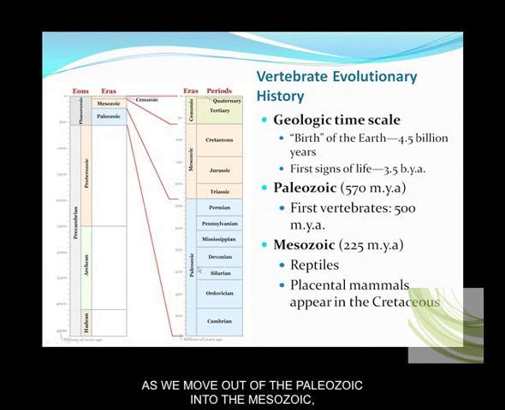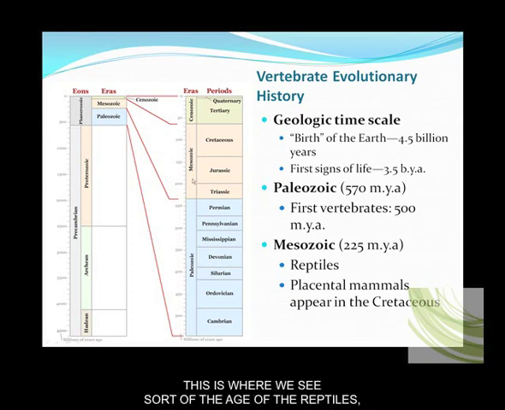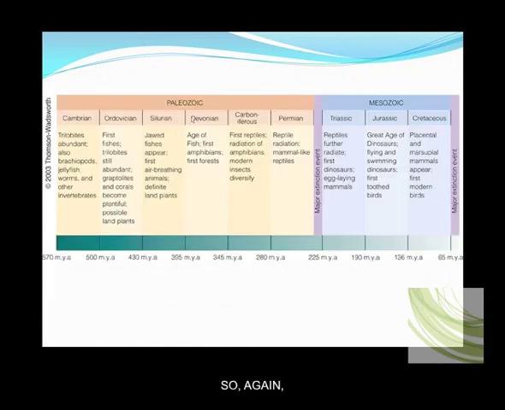As we move out of the Paleozoic into the Mesozoic, this is where we see the age of the reptiles, the Jurassic period, the Cretaceous period. We start to see placental mammals right at the end of the Cretaceous period. Then we have a large extinction event and we enter into the Cenozoic era. That's what we're going to be interested in for our primates.